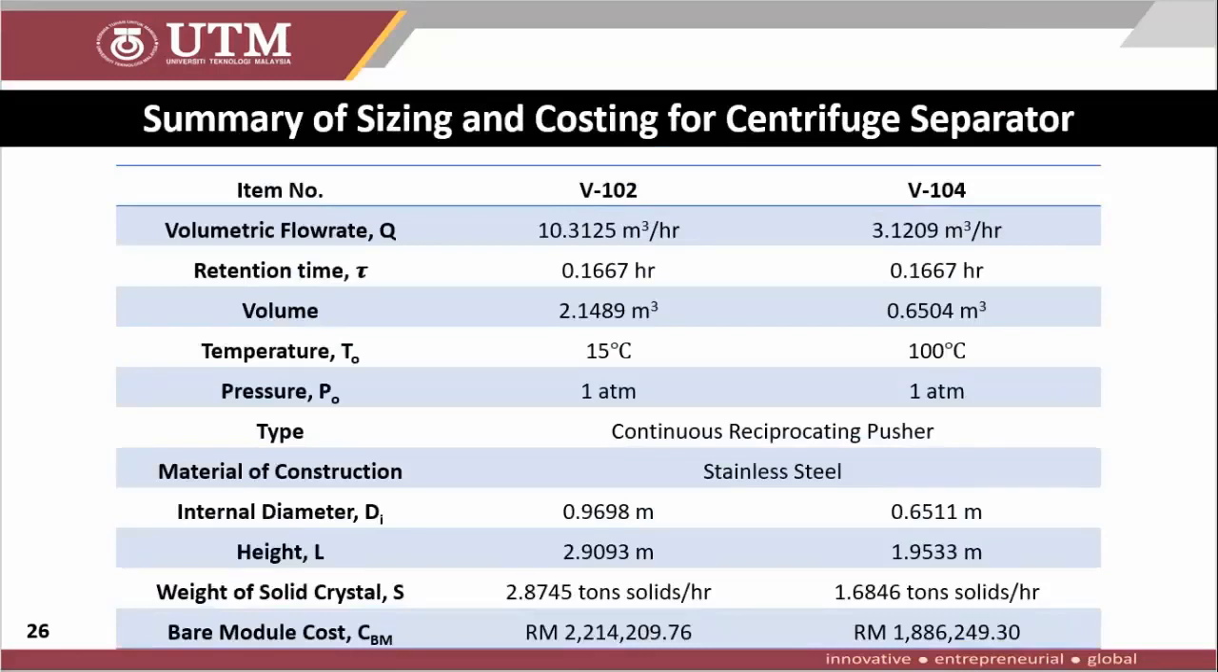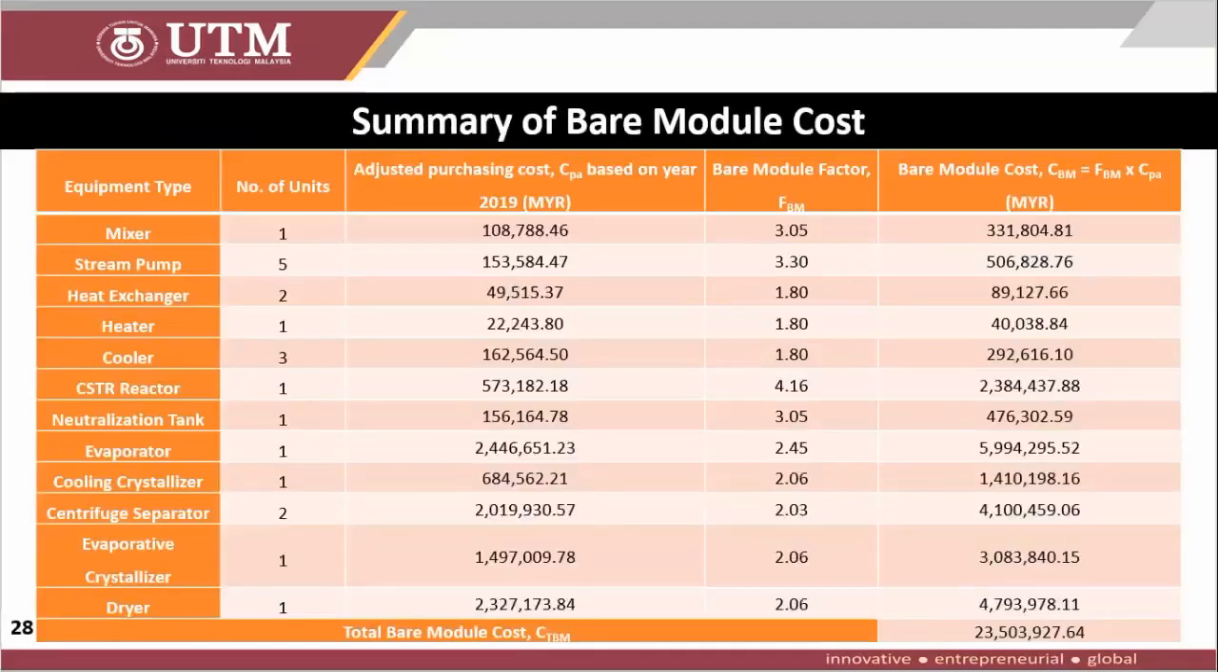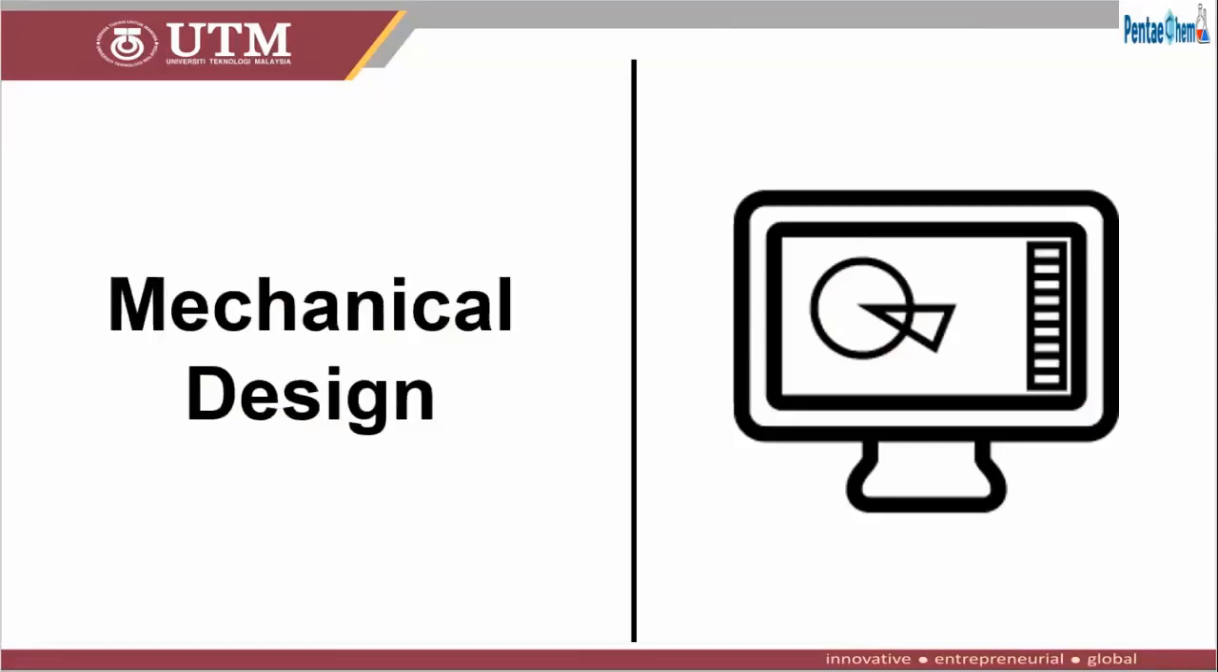Next. The volume for dryer is 31.89 meter cube with internal diameter of 1.7 meter, and the costing for dryer is 4.8 million ringgit. Next. Lastly, this table shows the total costing for all equipment, which is 23.5 million ringgit. Next. So now I will explain on the mechanical design.